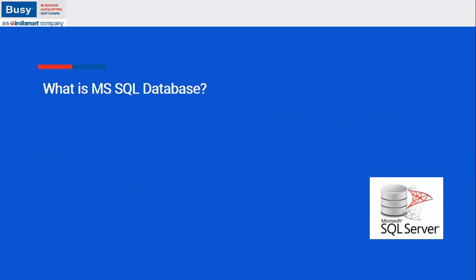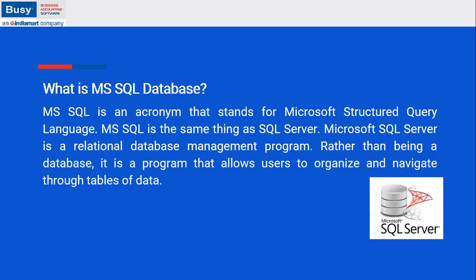So what is MS SQL database? MS SQL is an acronym that stands for Microsoft Structured Query Language. MS SQL is the same thing as MS SQL Server. Microsoft SQL Server is a relational database management program rather than a database. It is a program that allows users to organize and navigate through tables of data. So customization is easily possible in MS SQL database. We can easily apply SQL queries and make new reports. So this is the MS SQL database.